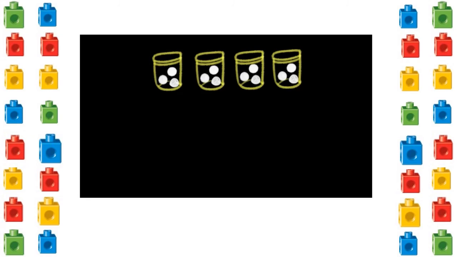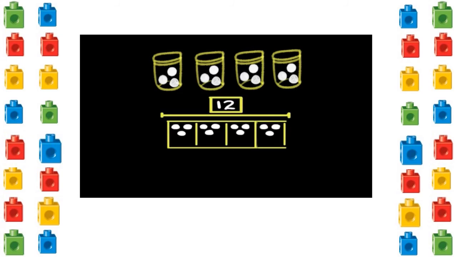And I can use another type of model, a bar diagram. And I see my 4 groups of 3 again. Let's add it up. 3 plus 3 plus 3 plus 3 equals 12. Again, I have 12 marbles. Models are so helpful when it comes to addition problems. Use them to help you add numbers quickly. Okay, that makes sense, right?